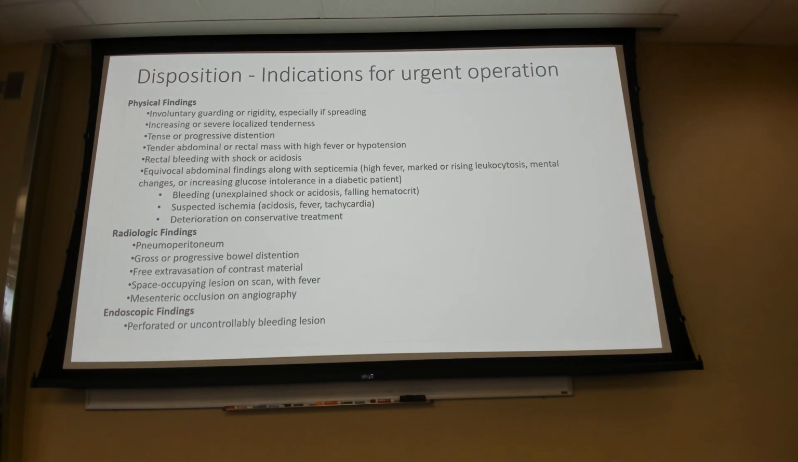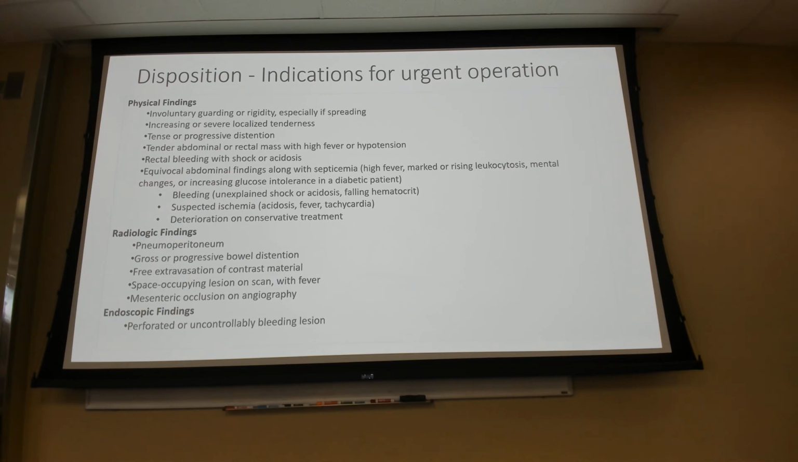All right, and then here's some more indications for an urgent operation. Any sort of involuntary guarding, rigidity, any localized tenderness, especially when it's severe. Rectal abscesses are one that goes to surgery quite frequently. They need to be drained. It's not something we can do in an outpatient setting or ER.